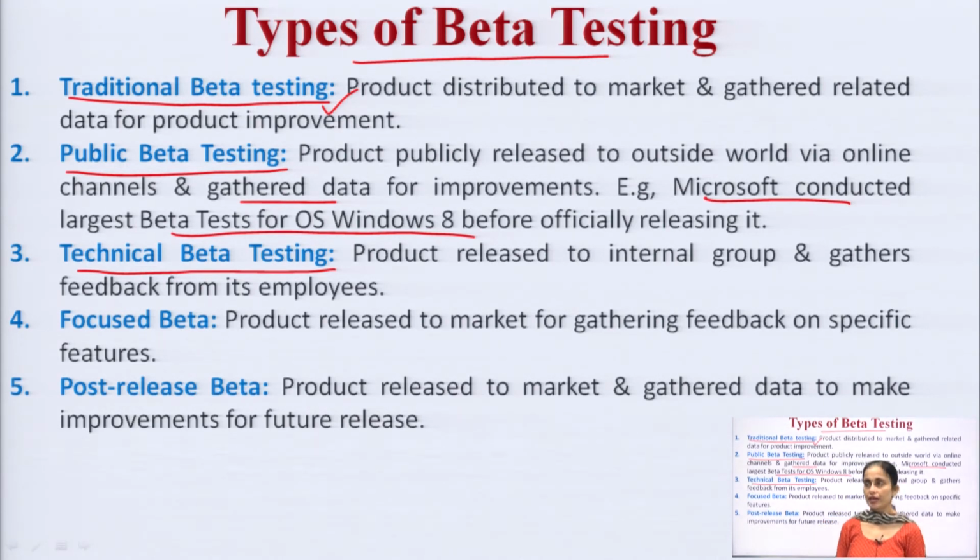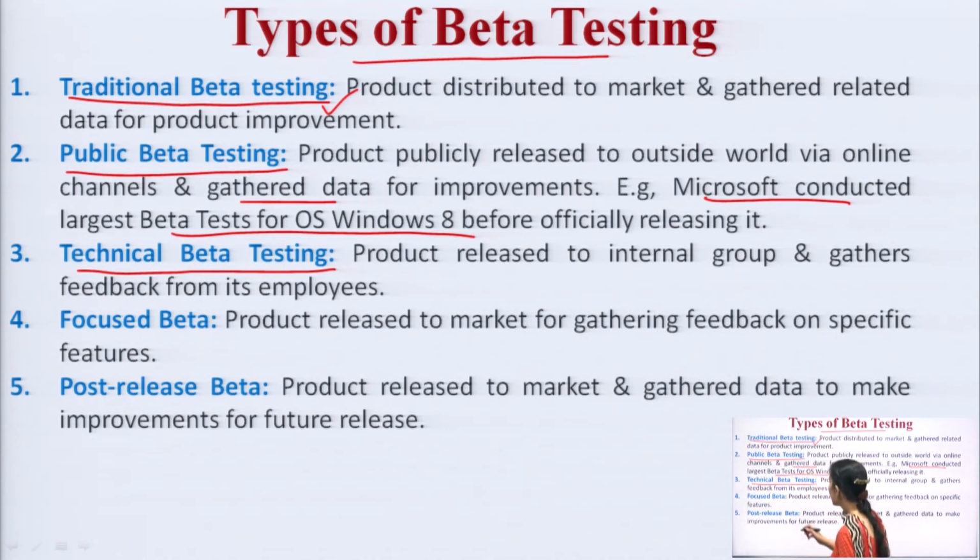For example, we can make any kind of project and test it in our organization, in our institute, in our college. Once it is tested, we get various feedback in the form of suggestions and improvements from the employees, from the users of that software. That is our technical beta testing: incorporating those suggestions and then releasing it officially. That is our next phase.